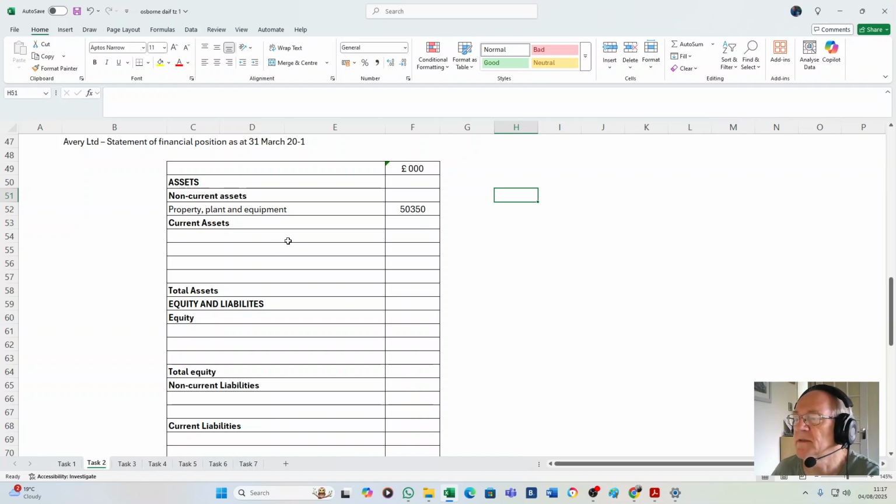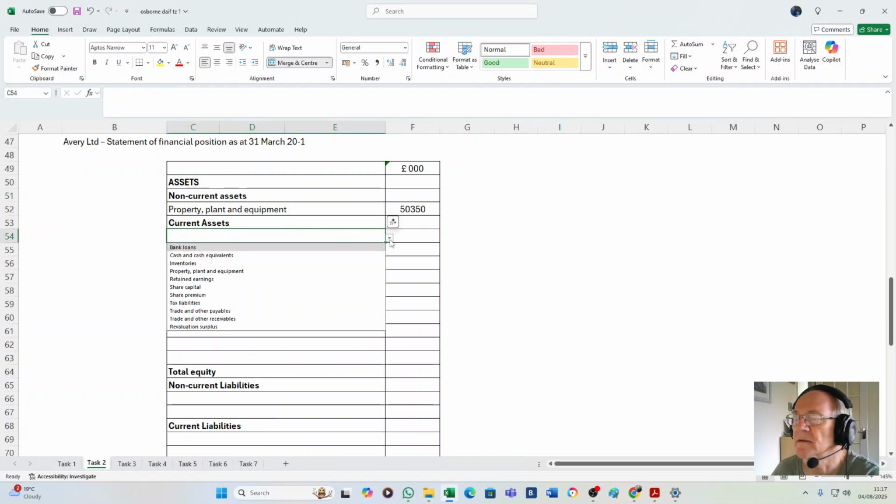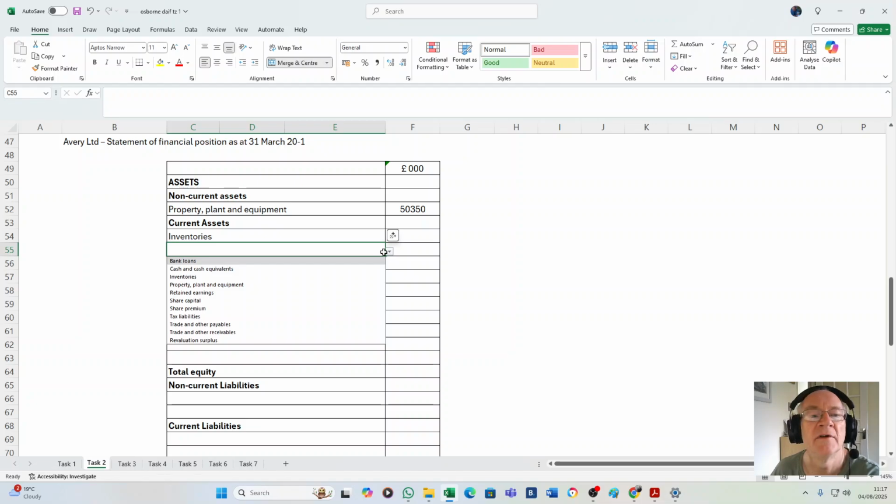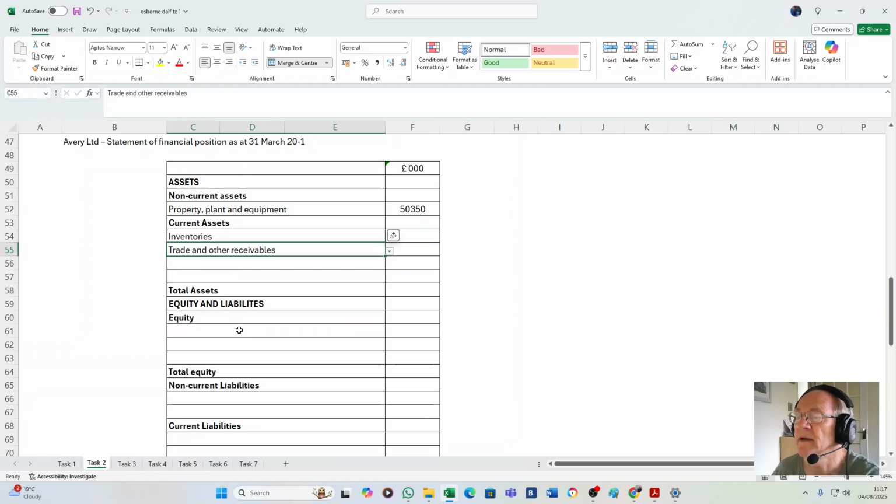So current assets, pretty much what you'd expect, preferably in the right order. You should really know this by level 4 to put it in the right order. Inventories, of course, it's reverse order of liquidity. Inventories have to be sold, then you've got to get the money in.